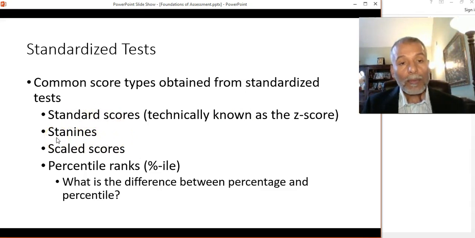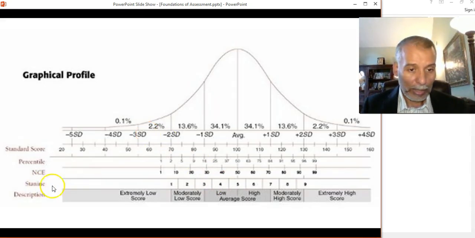And then there are also stanines. A standard score is based on a mean of 100. And the stanine is based on a mean of 5. So you go here, say stanine, and the mean is 5. 5 equals 50%. It equals the 50th percentile. It equals a standard score of 100. So all of these basically mean the same.